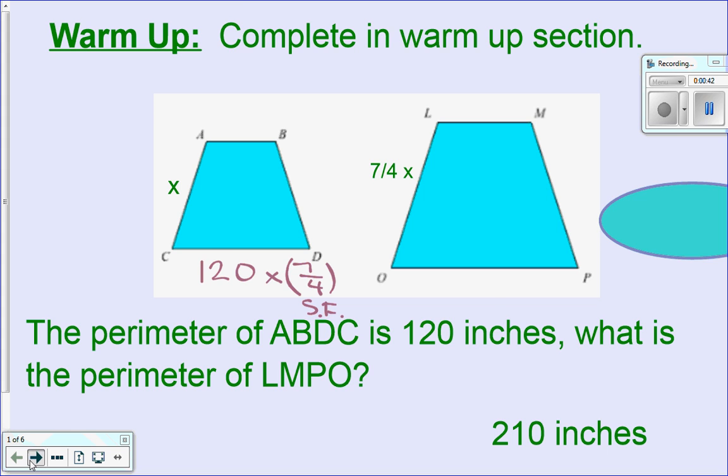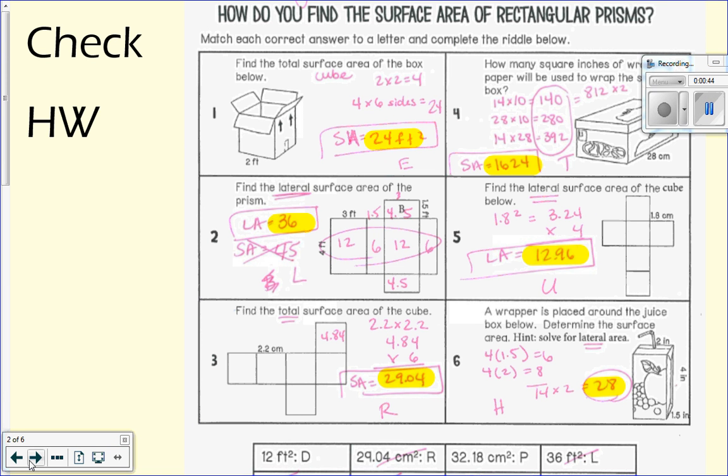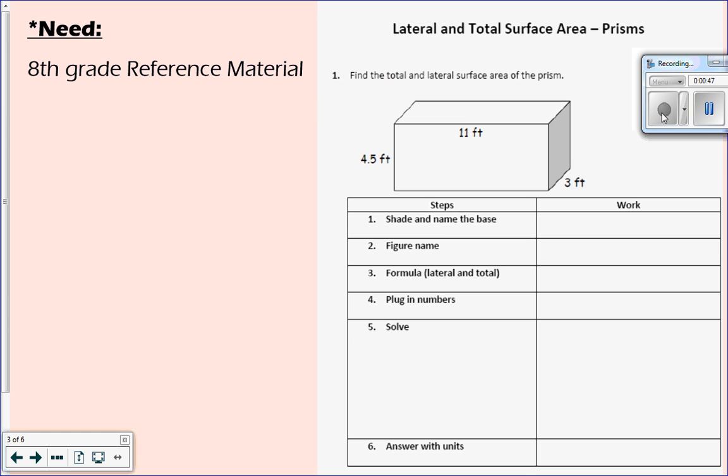Alright, let's get out your homework and go ahead and check. So you will need an 8th grade reference material. We are going to continue to solve total and lateral surface area of prisms. Can you find on your reference material the topic surface area? And then you see prism, and when you scroll your finger across, you see lateral and total.